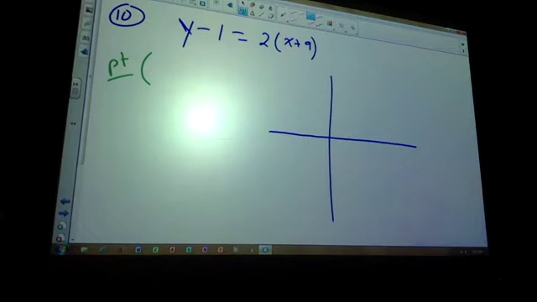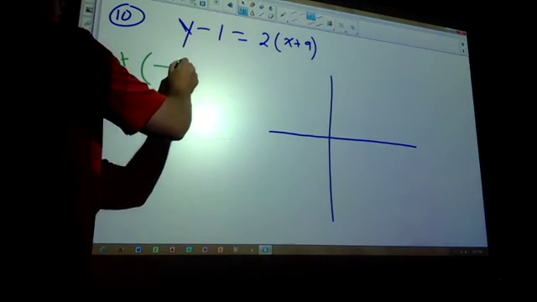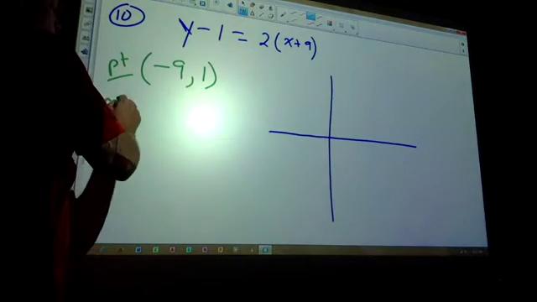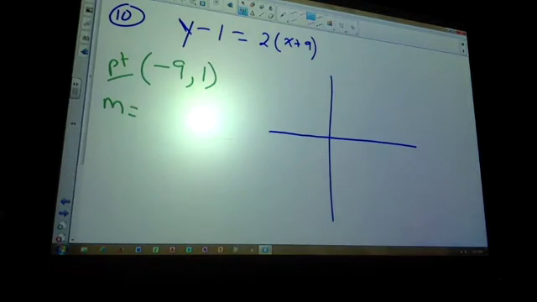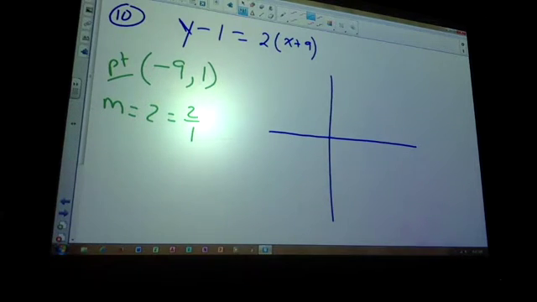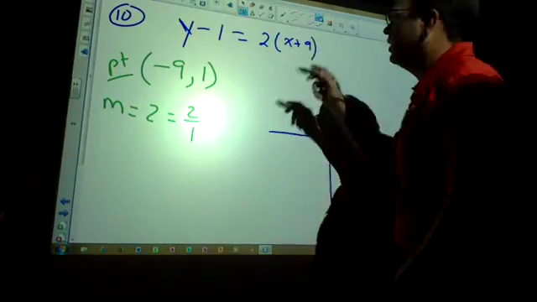Negative 9, 1. Remember, always opposite, always opposite. What is my slope? Slope. 2, which is the same thing as 2 over 1. Okay, it's your choice how you want to label it. We're looking good. Okay? All right, so let's go ahead and plot our point because it gave us the point.